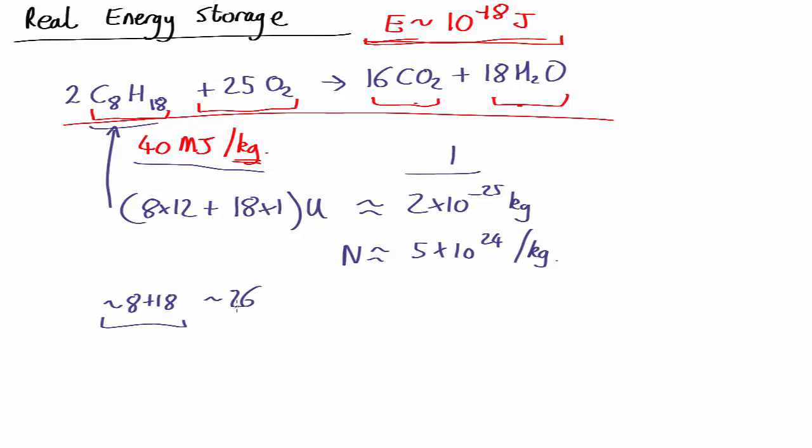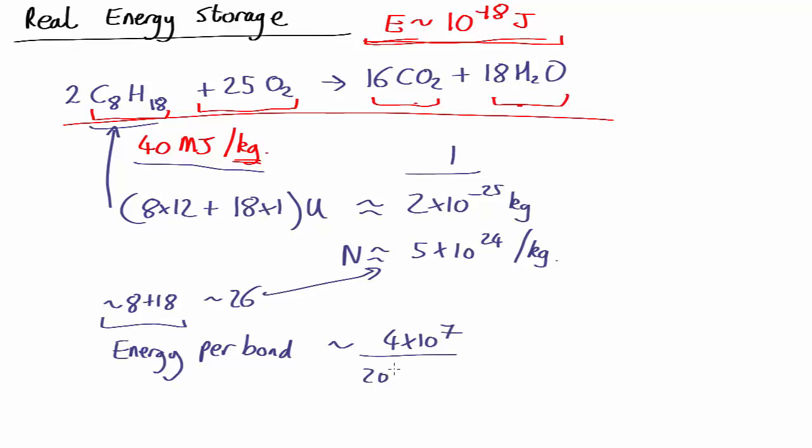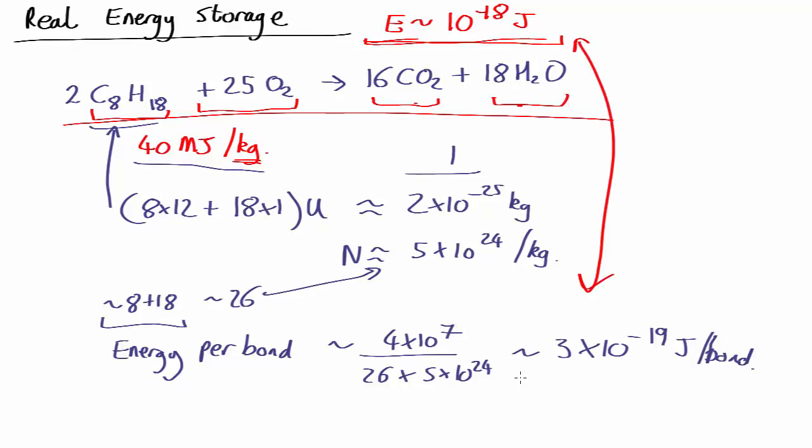So the number of bonds in a kilogram of petrol is going to be about this times that. Therefore, the energy per bond is going to be very roughly 40 megajoules. That's 4 by 10 to the 7 joules over 26 times 5 by 10 to the 24, which comes out as about 3 by 10 to the minus 19 joules per bond, which is actually pretty close to the figure we've got up here, about a factor of 3 less, which is roughly what we were expecting.